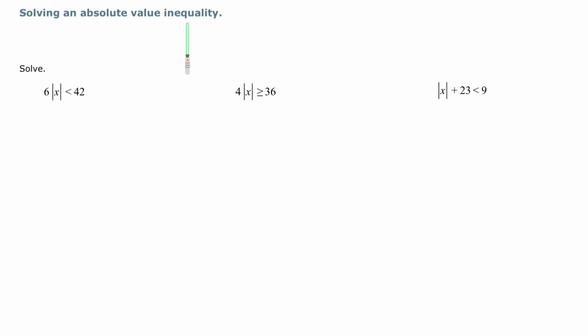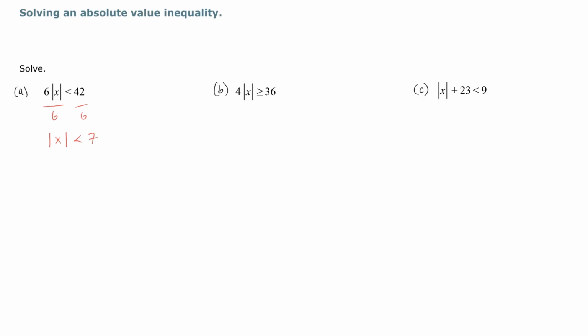Solving an absolute value inequality. Here are 3 examples. Each of them have very different patterns. For the first one, if you divide the entire side by 6, we now have the absolute value of x is less than 7.